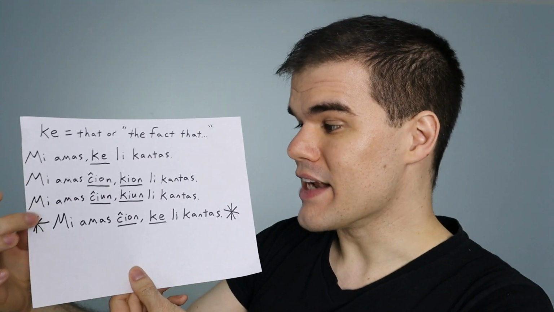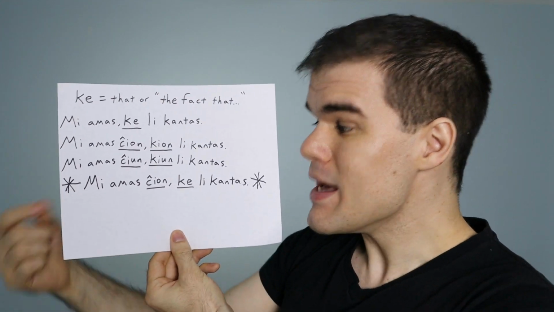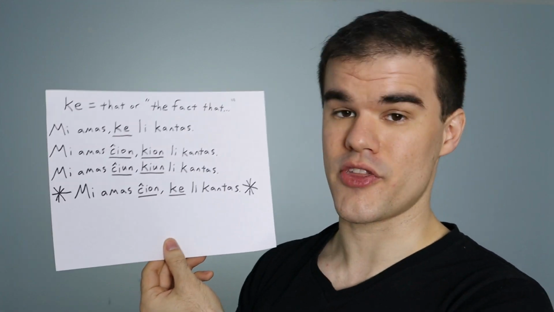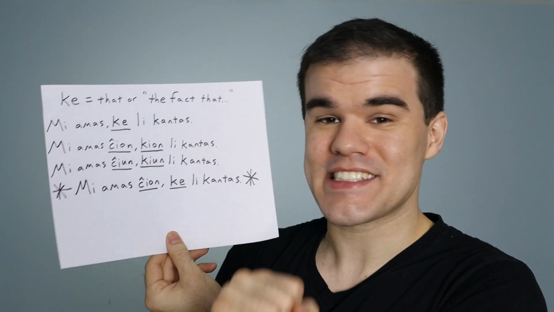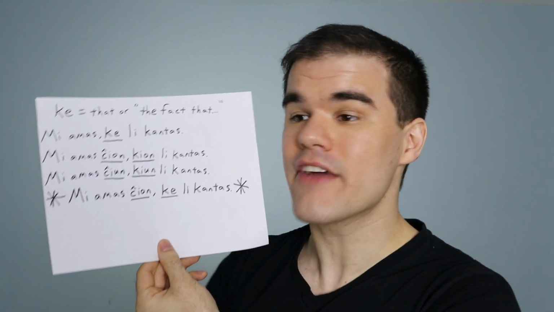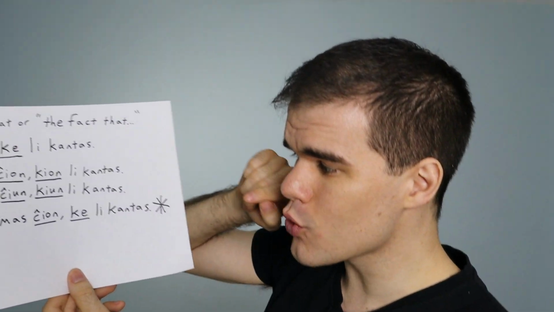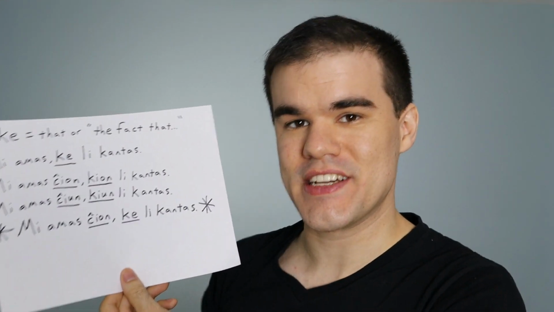Now let's go to the bottom where we can run into trouble if we don't do it the way that I'm recommending. Mi amas chion ke li cantas. I love everything, all that he sings. I can't stand it. It makes me cringe, but I've heard it. I've heard good Esperantists say that kind of a phrase before, using the word ke to mean that or which as a noun instead of just introducing a dependent clause.